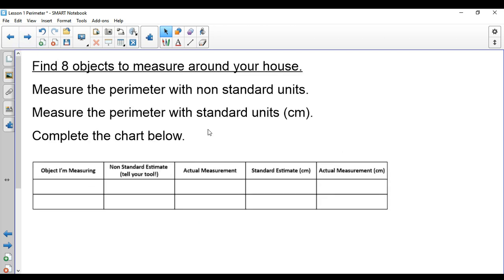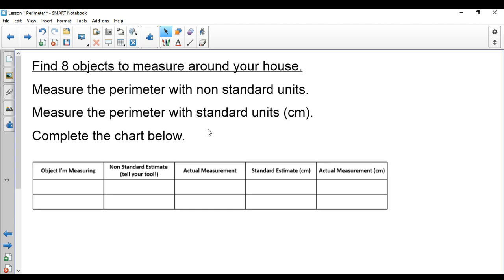So your job is to find 8 objects to measure around your house. My example is a painting that I measured. You can measure whatever you want that's around your house. It could be something as simple as a juice box or a book. Okay, so you're going to measure with 2 things. Your standard unit, which is your centimeters, and your non-standard unit.